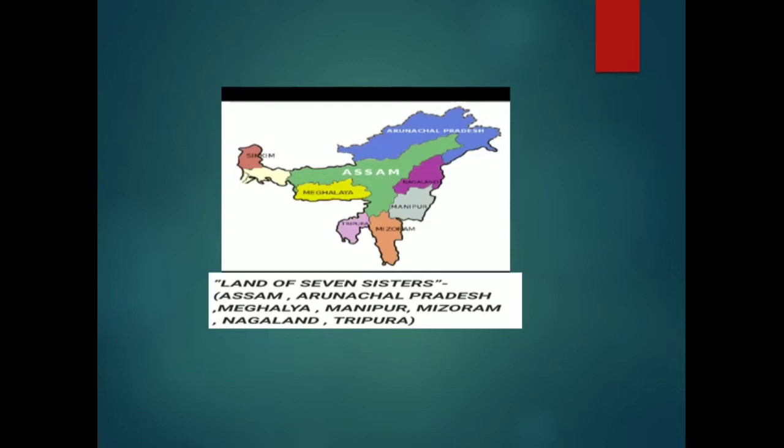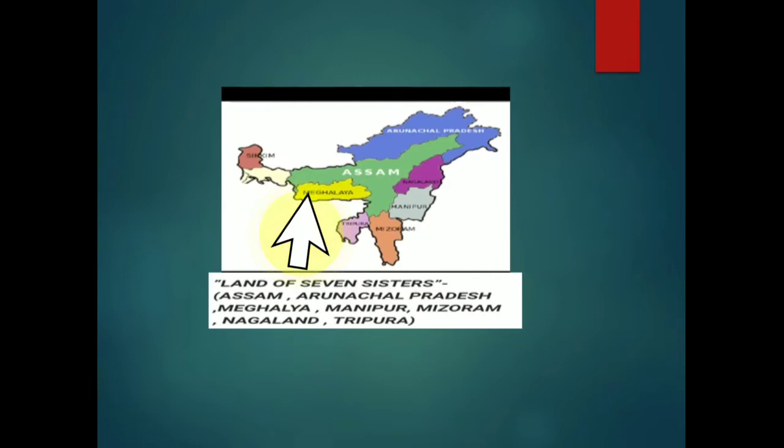Let's move to locate these 7 sisters. Arunachal Pradesh. This is the state which receives the first sunlight. Assam, the largest state among all these 7 sisters. And here a famous Kamakhya temple is located. Next is Meghalaya, popularly known as the abode of clouds.